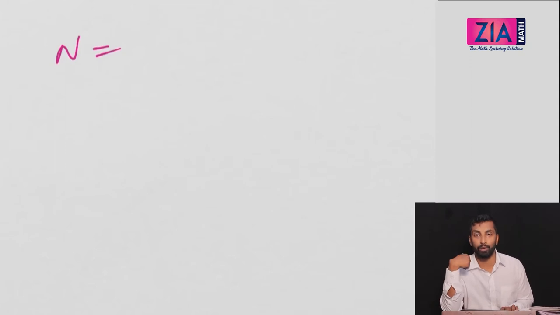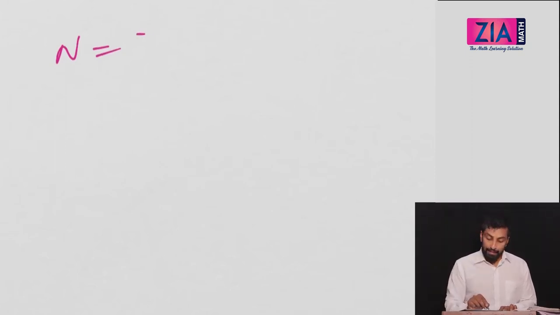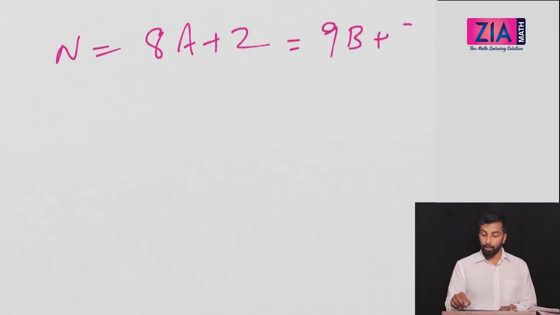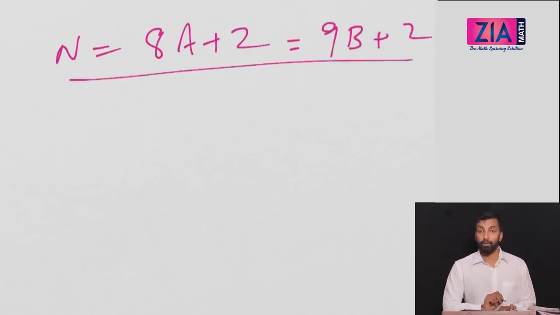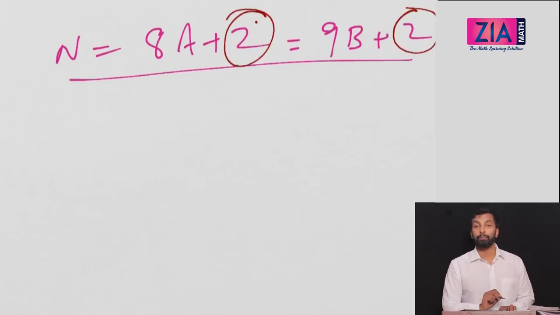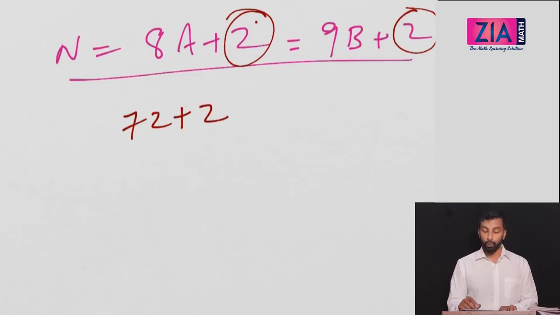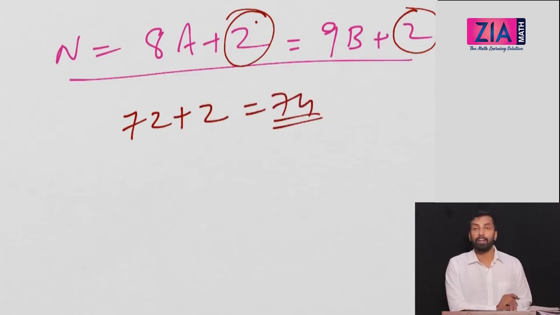Let's see a different question, okay? You have a number which when divided by 8 leaves the remainder 2, and which when divided by 9 leaves the remainder 2. So I can write the number like this, right? So what is the answer? This is type 1, because the remainder is the same. So what is the answer? LCM of 8 and 9, that is 72, plus 2. That is 74.